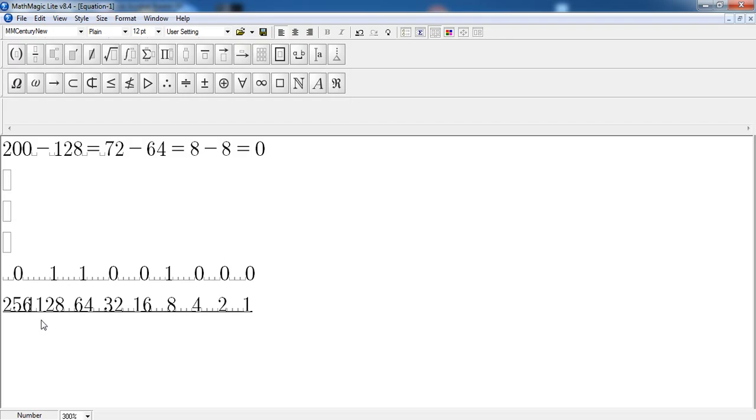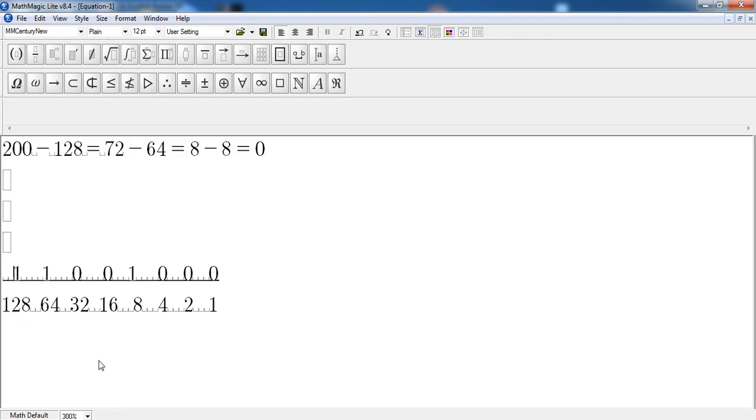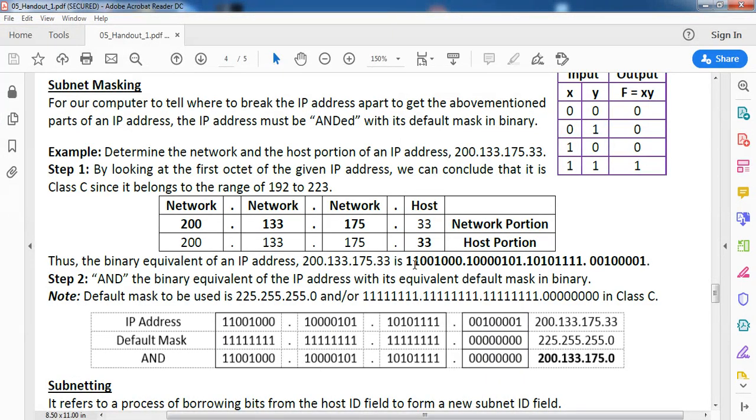Just some correction. 128 would be the largest number in the octet because octet means 8. So the highest possible would be 128. 256 would not be possible because the highest possible number in an IP address dotted decimal would be 255. So let me just correct that. So that means the converted binary equivalent of 200 would be 11001000. So that is what we have here.